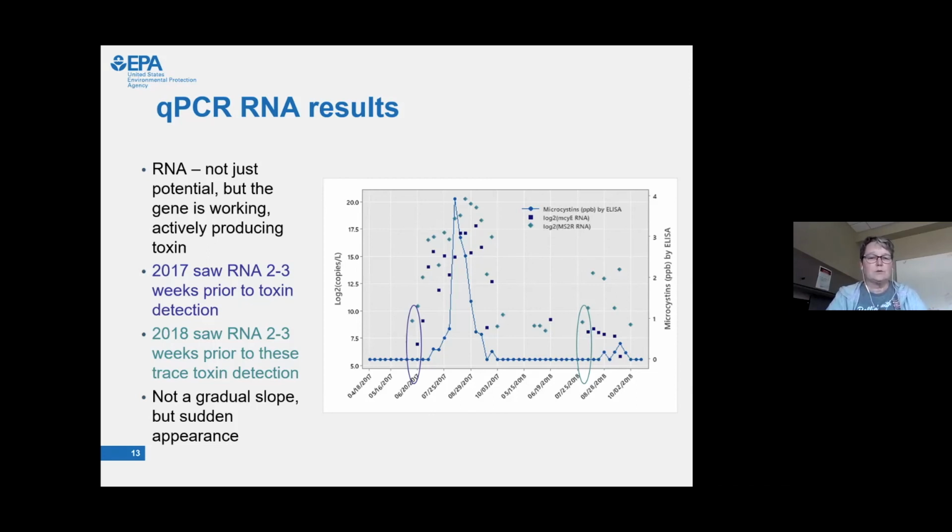So it's not a gradual slope, it's a sudden appearance, and we think it's a great indicator, an early warning system of what is coming. It's not just the potential toxin production, it's the actual toxin production. And even in 2018, where we saw very, very low concentrations of toxins, we still had that genetic sequence present in the water. So we still knew that toxins were being produced, even though the concentrations were minuscule.